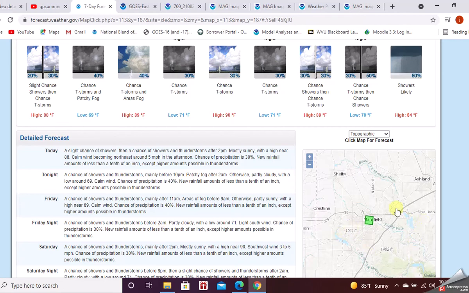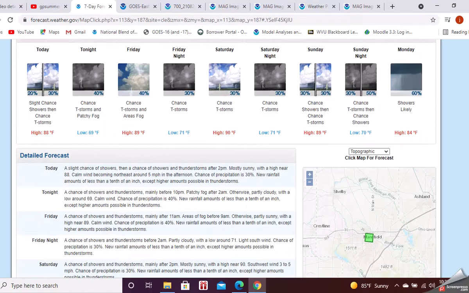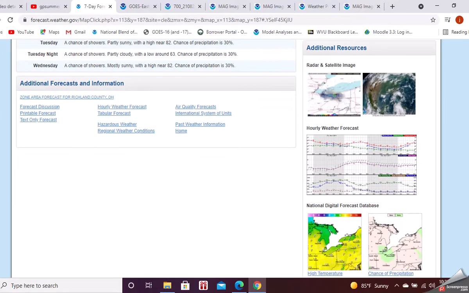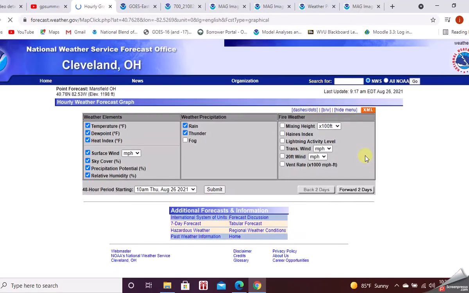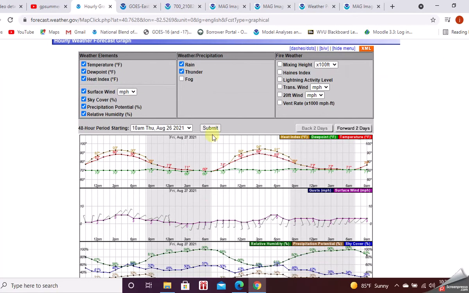I'm right around Mansfield. I can be anywhere in Ohio or any other area. And one of the interesting things with this is I can get literally everything that we're forecasting if you're a meteorologist for your area. You can see the temperature curves, actual heat indexes with it, dew points.